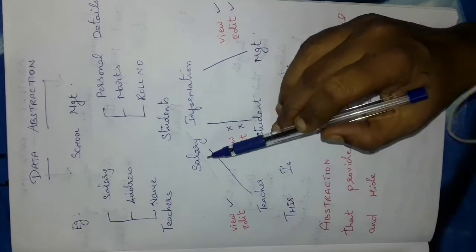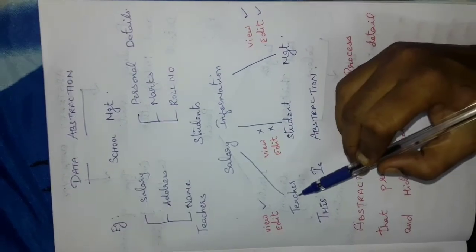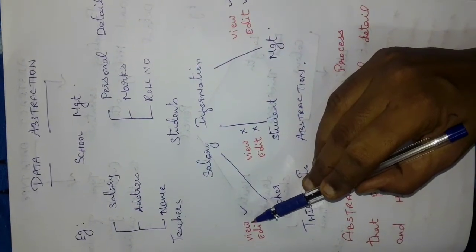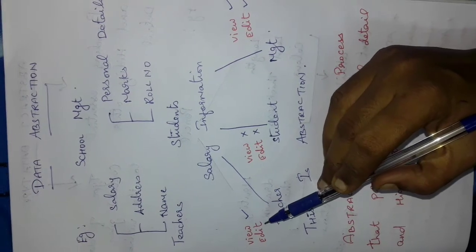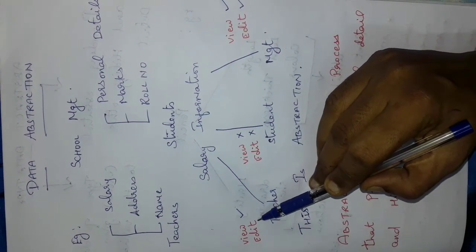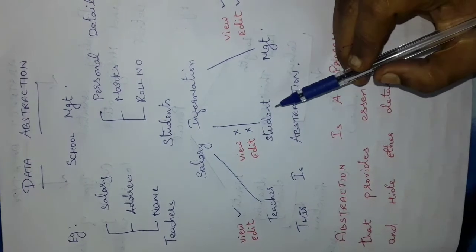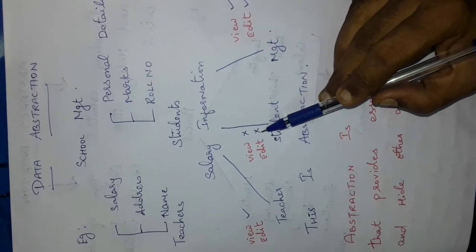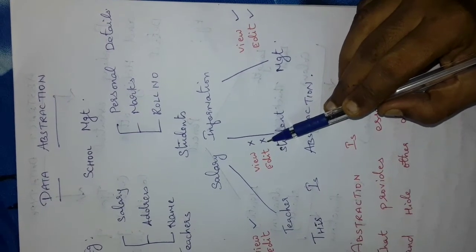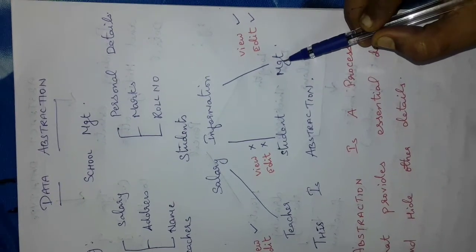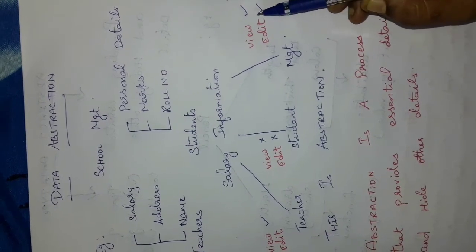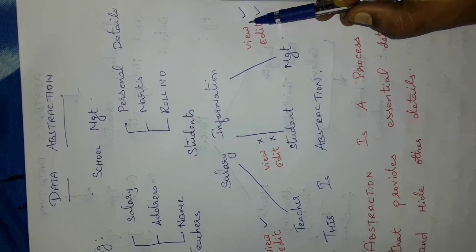Now we'll take the example of salary information about a teacher. A teacher can view the salary which is given to him, but he or she cannot edit the salary information. A student cannot see the information and cannot edit the salary information of a teacher. The management has the right to edit the salary information and also to view the salary information.